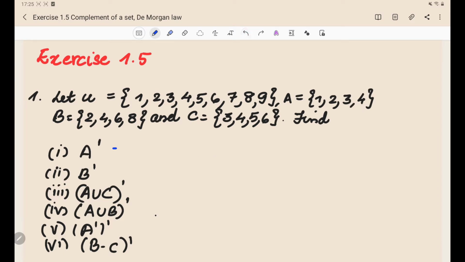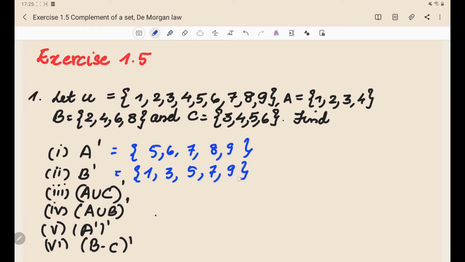So A is 1, 2, 3, 4. The rest of the elements are 5, 6, 7, 8 and 9. B is 2, 4, 6, 8. So B's complement is 1, 3, 5, 7 and 9. What is again A union C, the whole complement?